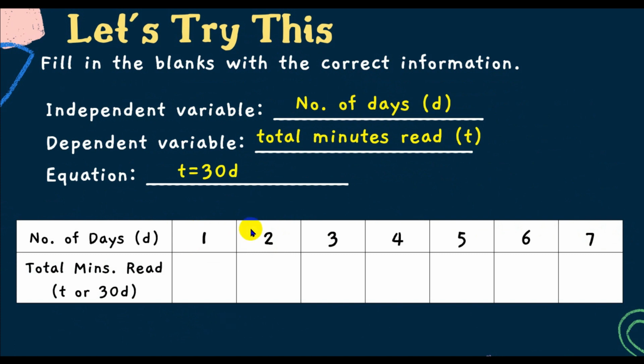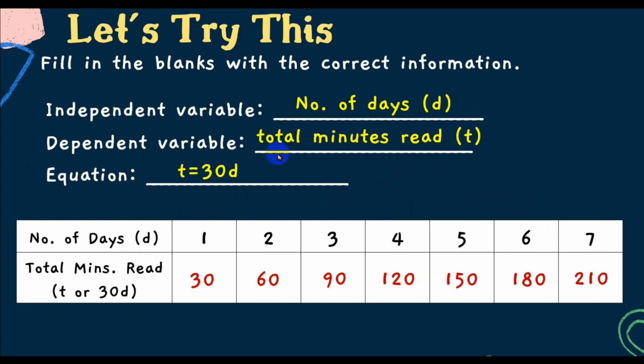Okay? So, kapag isang araw lang nagbasa si Charlotte, meron siyang 30 minutes na naubos for reading. Then, for 2 days, 2 araw na siya nagbabasa. So, 2, multiply natin by 30. The answer is 60. So, parang nagsasubstitute po tayo dito ng value ng D. If D is 3, T is 90. If D is 4, 4 times 30, that's 120. So, that will be the total number of minutes read. And then, for the 5th day, 5 times 30 is 150. And then 6 times 30 is 180. And 7 times 30 is 210.